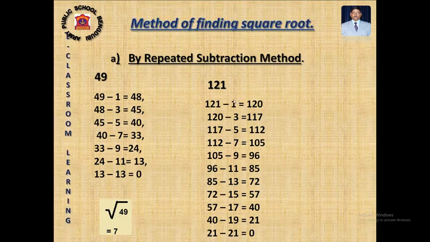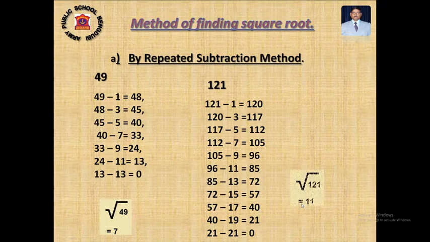Means all the numbers starting from 1, you see 1, 3, 5, 7, 9, 11, 13, 15, 17, 19, 21, these are the odd numbers. After deducting, how many times does it come to 0? 1, 2, 3, 4, 5, 6, 7, 8, 9, 10, 11. 11 times. After 11 times, it comes to 0. So the square root of 121 is 11.